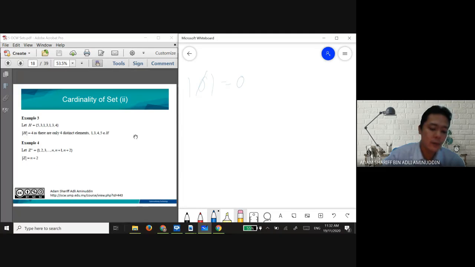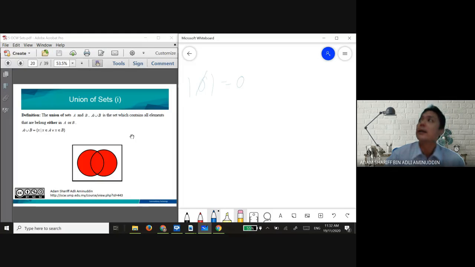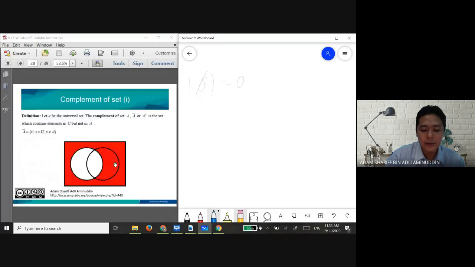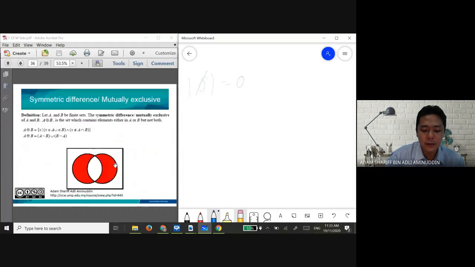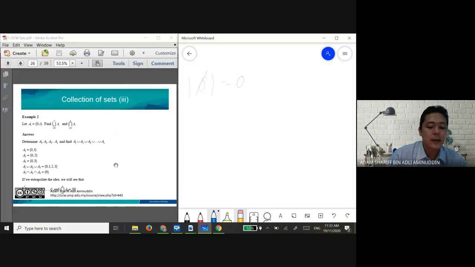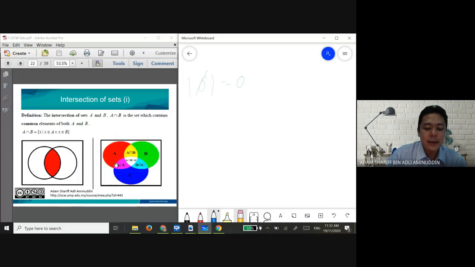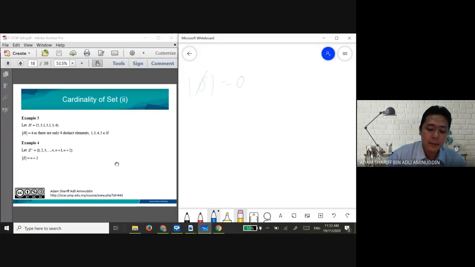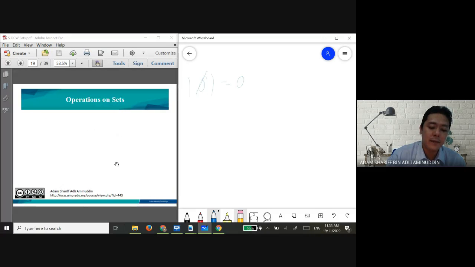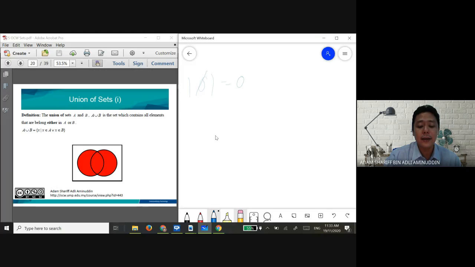Okay, ini saya tak perlu tunjuk dulu. Kita masuk sikit je, saya nak tengok sampai mana. Collection of set ni nanti dulu, complement, disjoint. Some of the elements that you need to remember, which is the operation of set. Some of them you are already familiar.